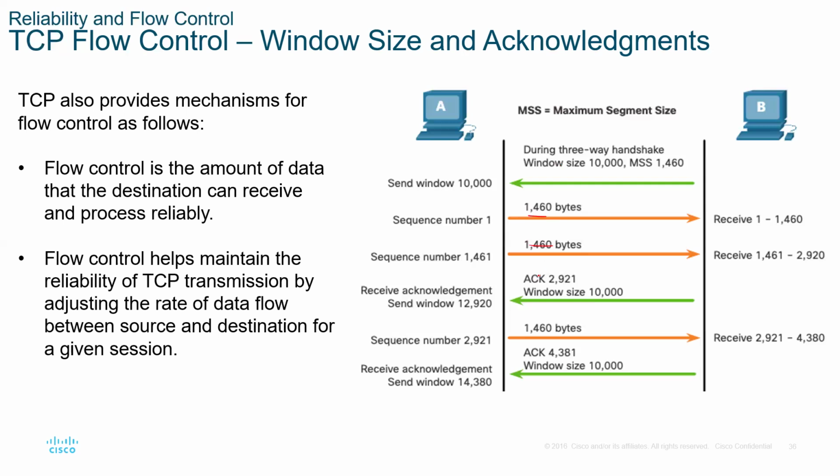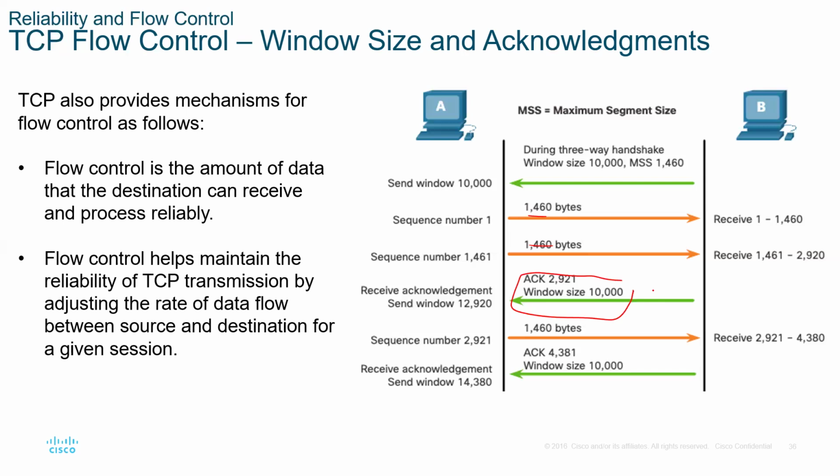460 plus 1460, 2920, 2921. Right. So let's start with the window size. The window size is information which tells the sending device the amount of information it can process at a given time.